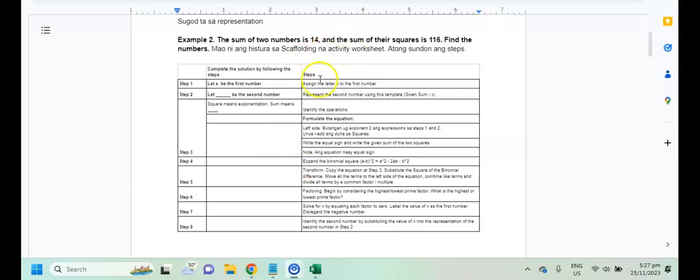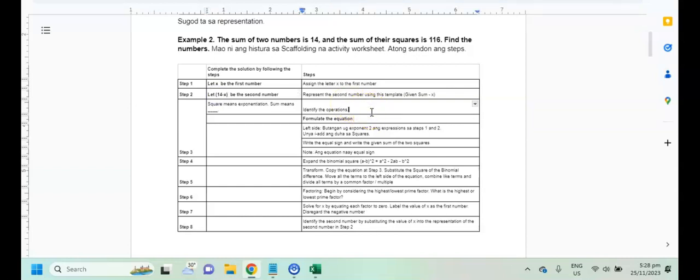Right, so diri sa example, unsa man ang sum? The sum of two numbers is 14. So ang given sum is 14. So, we represent the second number as given sum of 14 minus X. Okay? I-subtract na to ang first number sa given sum para makuha ang second number. Okay? You can enclose this expression with parentheses.